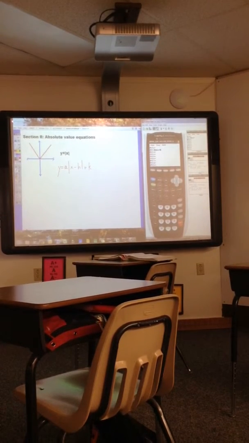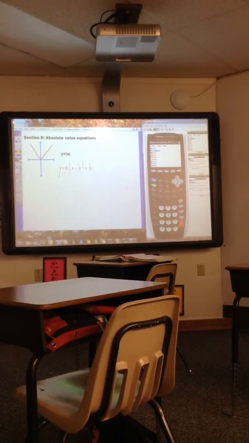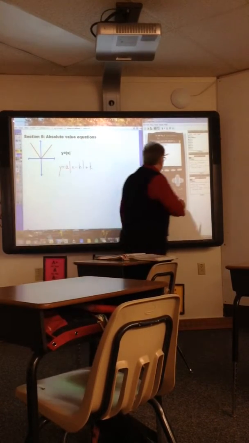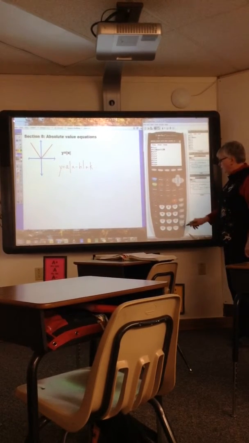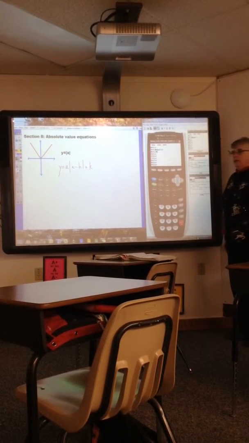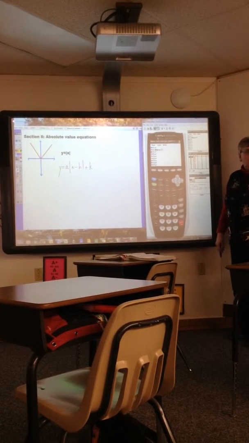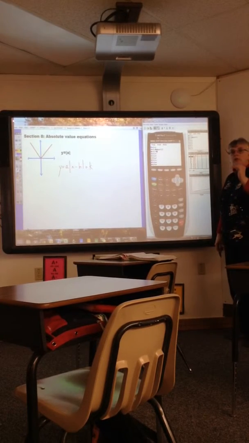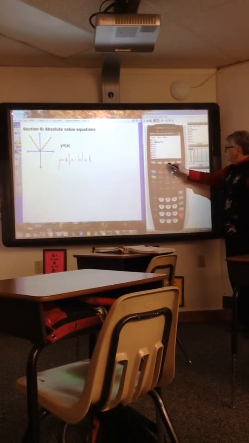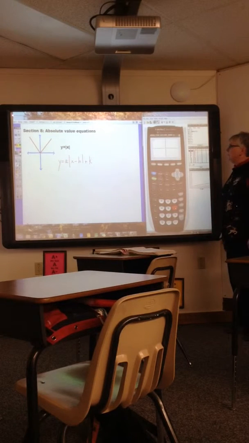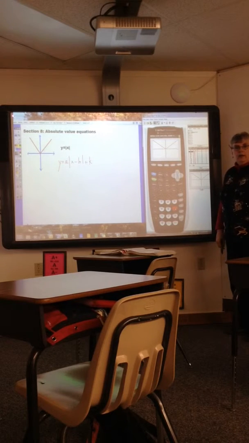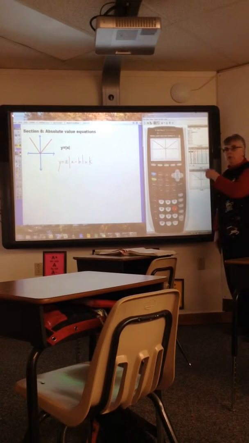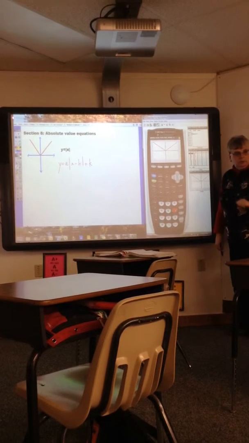Go to y equals and type in what I just told you. Now you need to put in the X. The X is right here. Close parentheses, hit enter. Since we were playing with the window, it won't be a standard window, so hit zoom 6. Does everyone have that on your calculator window?